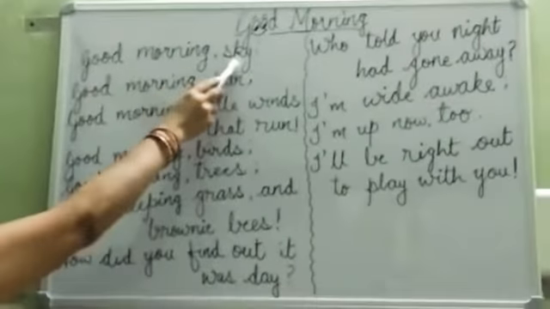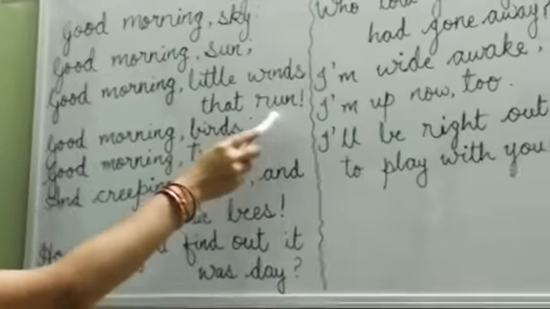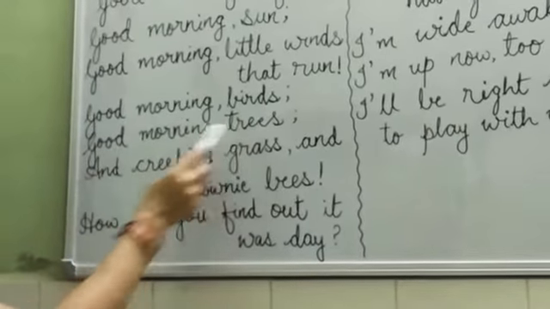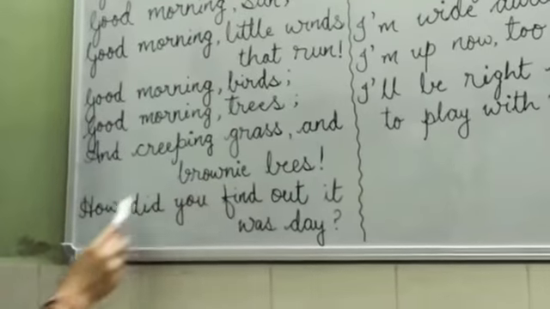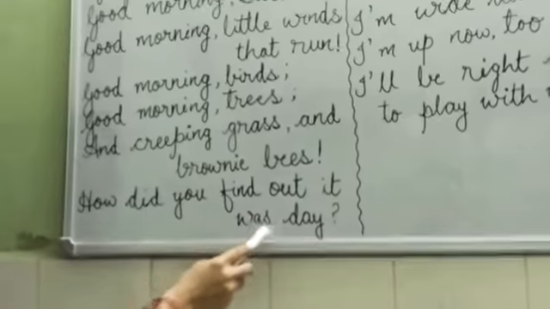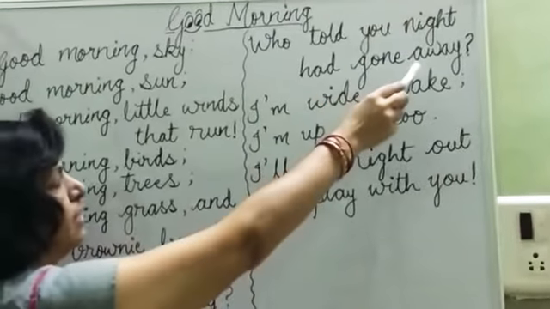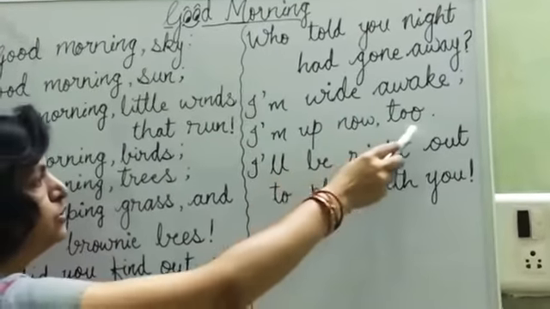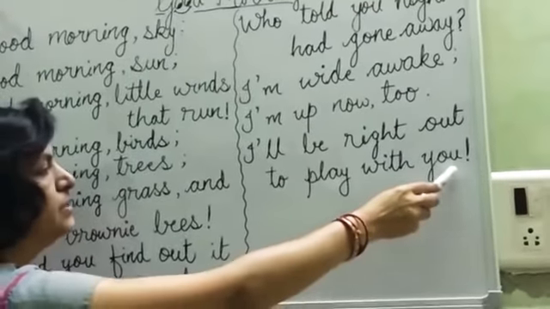Good morning sky. Good morning sun. Good morning little winds that run. Good morning birds. Good morning trees. And creeping grass and brownie bees. How did you find out it was day? Who told you night had gone away? I'm wide awake. I'm up now too. I'll be right out to play with you.